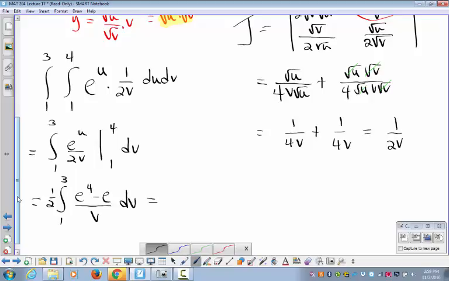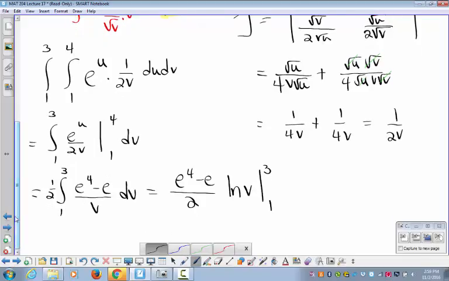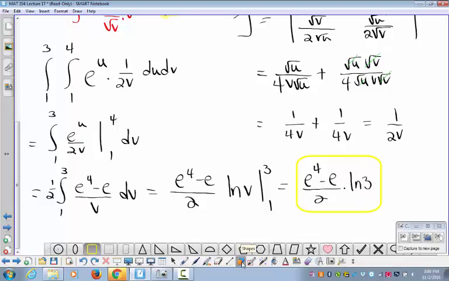All right, that's a constant in the numerator, so it comes out, floats into the numerator outside. And then we're integrating 1 over v, and we get natural log of v. And we don't need any absolute values here again because v is positive. So we get, as our final answer, e to the 4th minus e over 2 multiplied by natural log of 3. Subtract off natural log of 1. Natural log of 1 is 0. So there's our final answer.